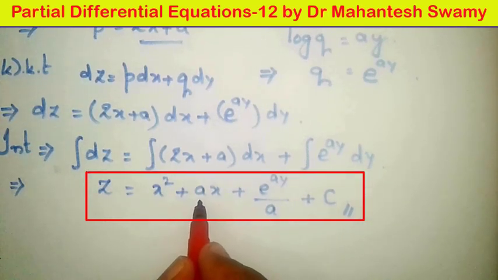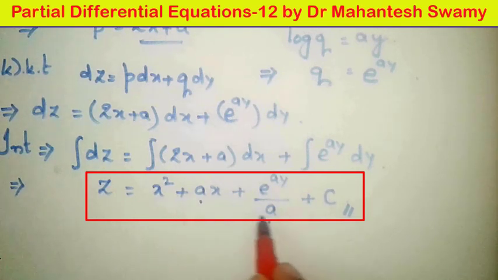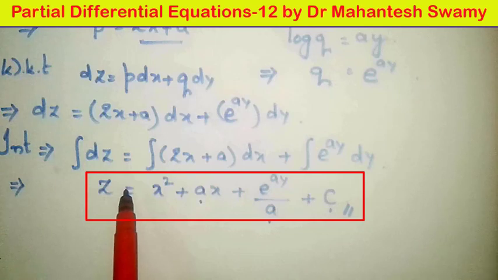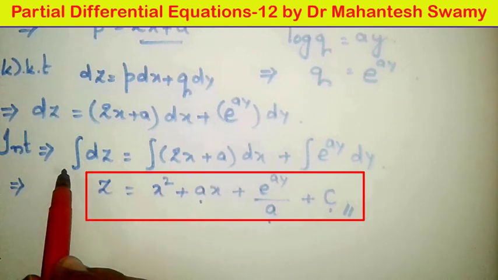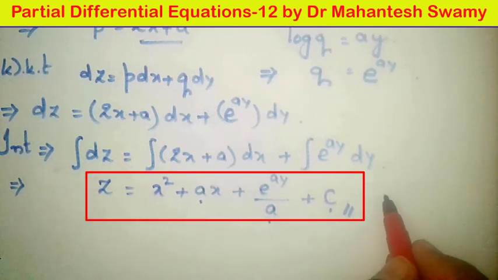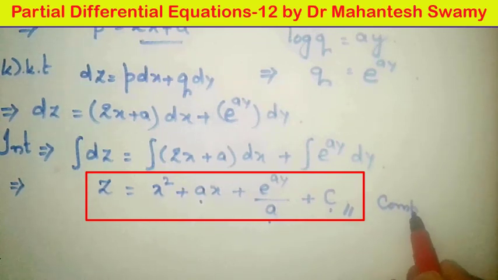Why is it the required complete integral? Here we are observing two arbitrary constants. One is a and another one is c. Since the partial differential equation contains two independent variables x and y, the solution which we obtained from the process of integration, containing two arbitrary constants, will definitely be a complete integral of the given partial differential equation. So this completes the first example.